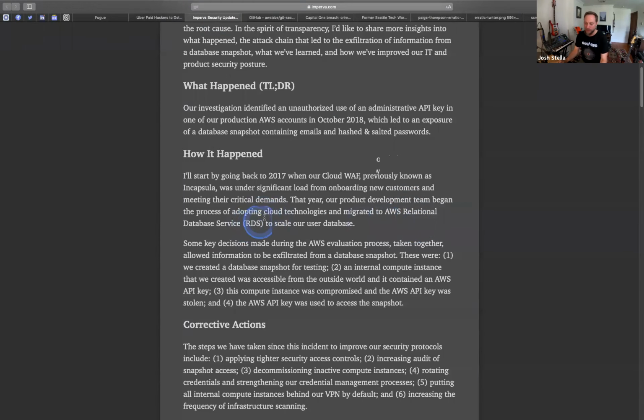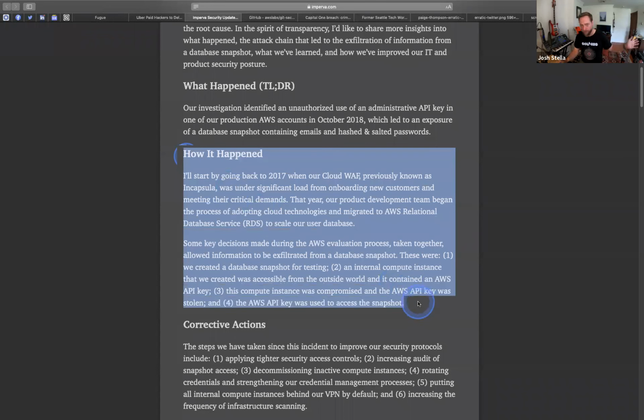So in this case, how it happened, this, by the way, is straight from their website. The other thing was a Bloomberg article about Uber, but this is straight from their website. Some key decisions made during the AWS evaluation process taken together allowed information to be exfiltrated from a database snapshot, not from a running database, okay? And this is a repeated pattern too that you'll see. These were, one, created a database snapshot for testing.